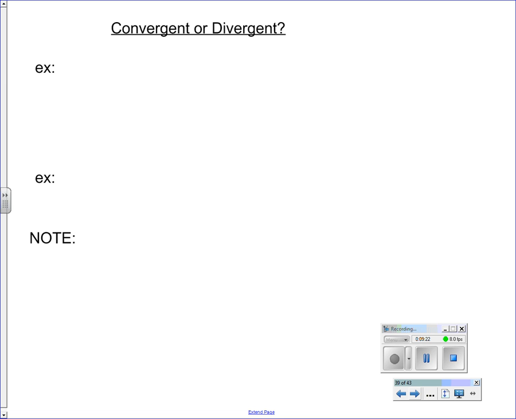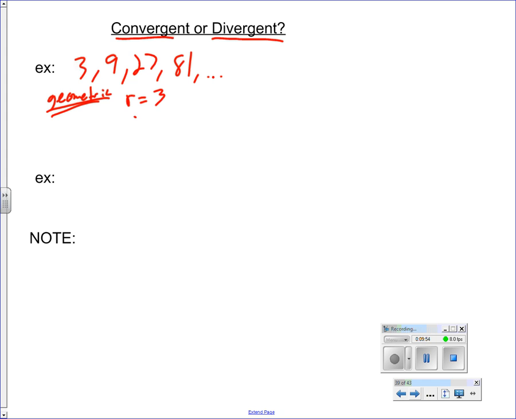So first one, 3, 9, 27, 81. We'll see if this is convergent or divergent. You can see each time that we're multiplying by 3, so that makes this a geometric sequence with common ratio 3 and first term 3.